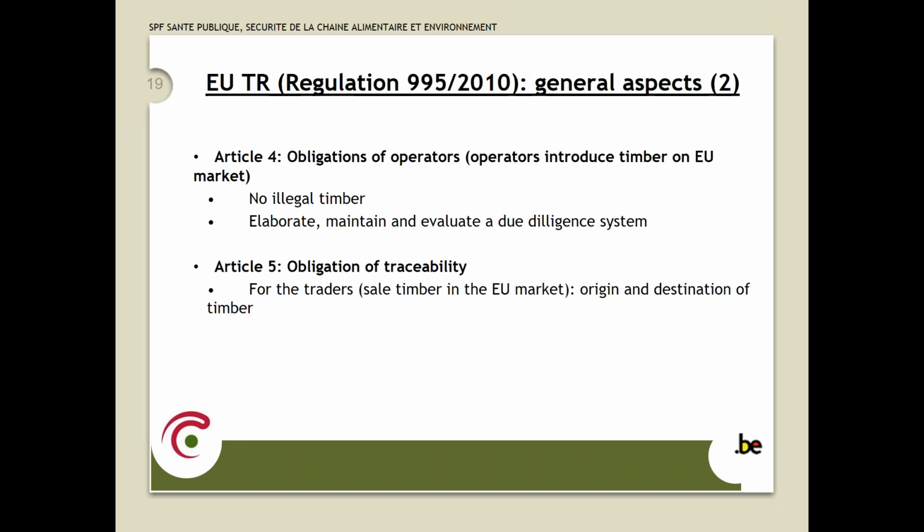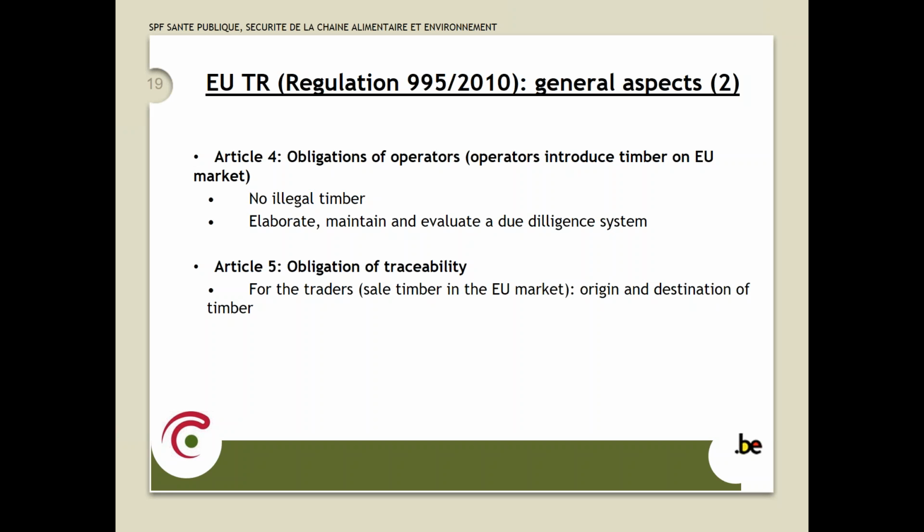The most important articles are Article 4, where it's stated that illegal timber is prohibited, and that you have to elaborate, maintain, and evaluate a due diligence system, like explained before, to prevent that illegal timber is placed on the market.